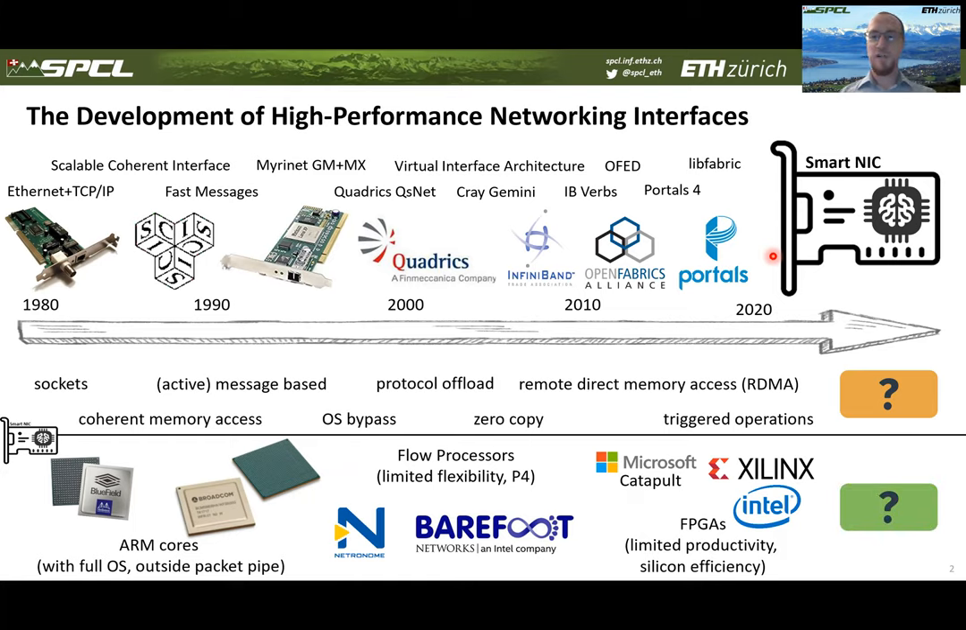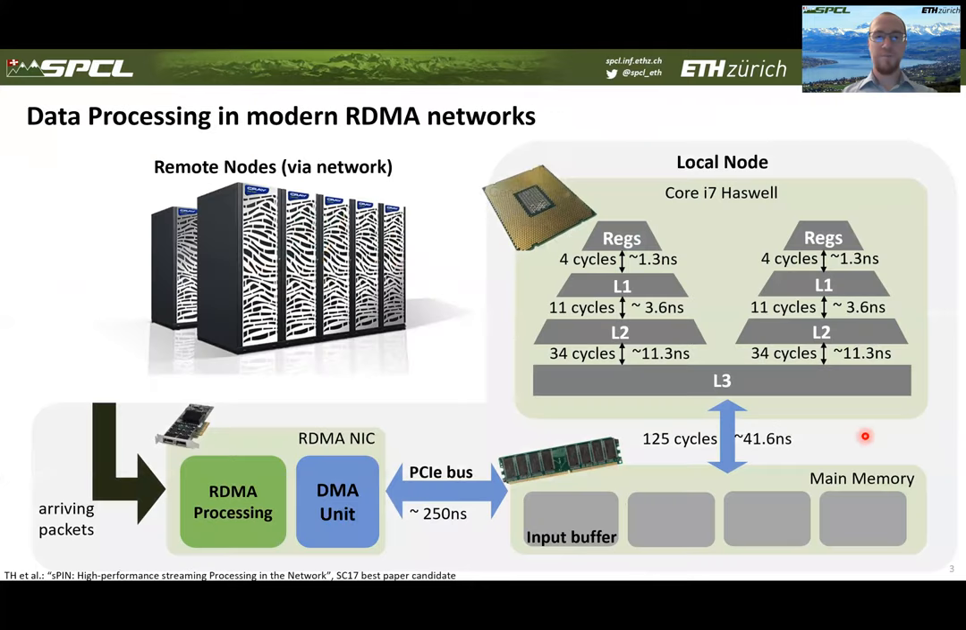What are we going to do next in this area? So what are the principles and what are the actual implementations that we are going for? Let me quickly summarize the state of the art from a slightly different perspective, from a performance perspective. We have data processing in modern RDMA networks, where we have remote nodes that send packets.